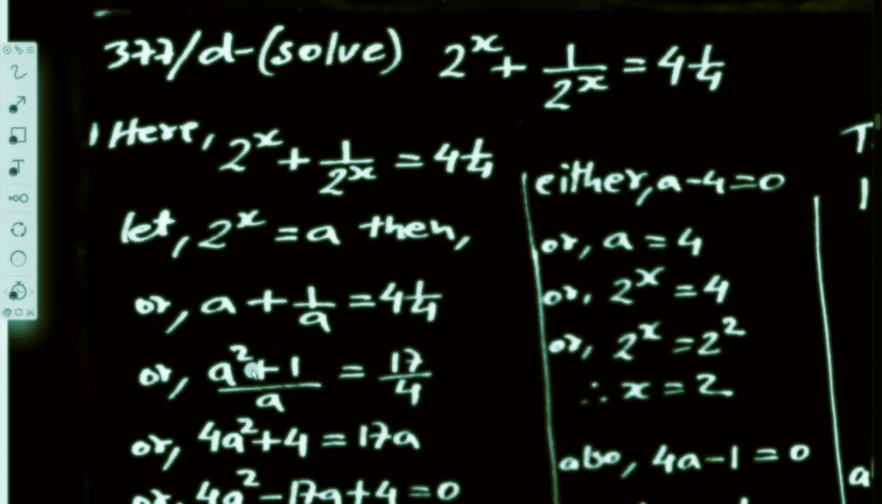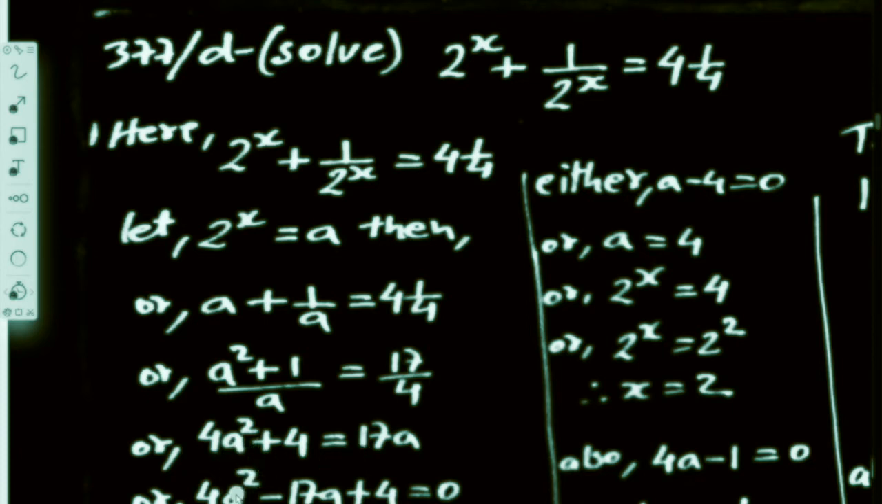Now, this is our equation. The upper portion should be multiplied with this 4 and the lower a should be multiplied with 17 to make the calculation simple. Here, 4 into a is 4a square, plus 4 into 1 equals plus 4, equals 17 into a, 17a. Now, this side should be changed: minus 17a. If we change side, the sign should also be changed; plus sign changes into minus and minus sign changes into plus.